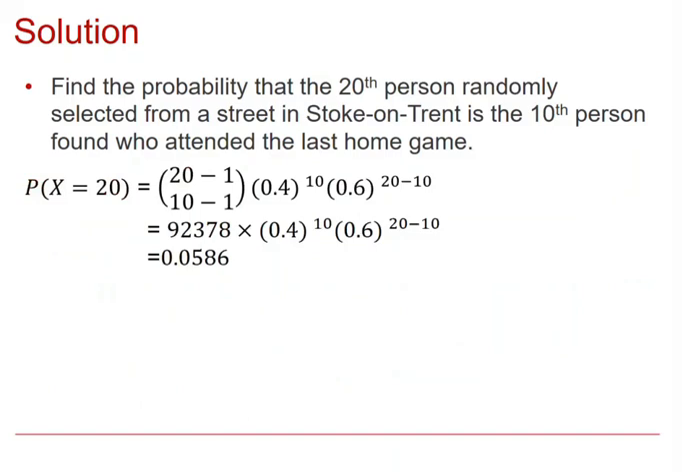And evaluating that, and remember that the question posed is fairly straightforward. The assumption we've had to make is that the probability a person randomly selected from a street in Stoke-on-Trent attended the last home game is 0.4.